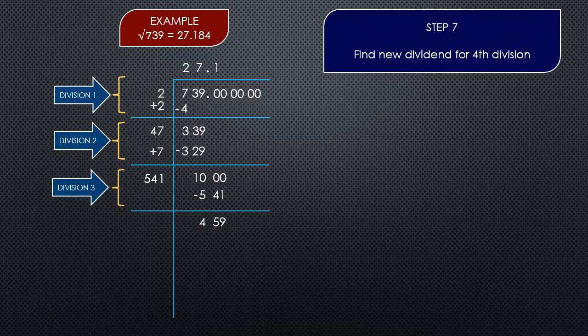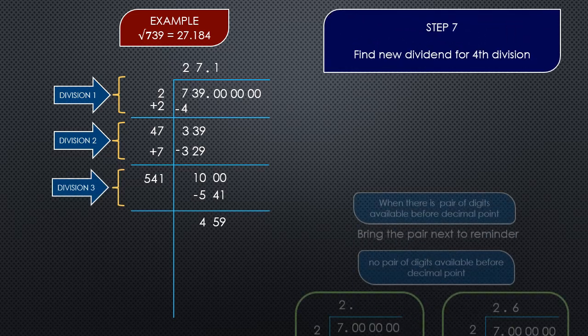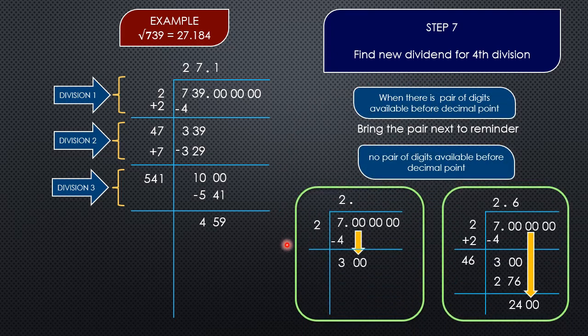Step 7. Find the new dividend for the fourth division. We have gone through this step in the previous division, so we'll jump directly to the example. We are bringing a pair of 0 for the second time, so there is no need to add a decimal point in the quotient. This value 45,900 is the new dividend for our next division.